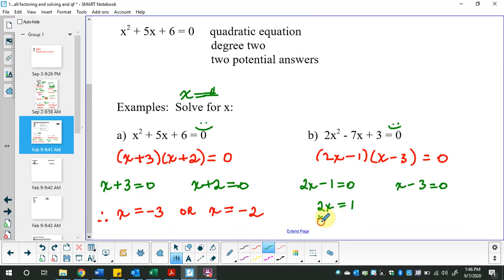And then I can divide both sides by 2, and I end up with a final answer for one of the brackets of positive 1/2. And then this one's pretty easy. If I take the -3 across the equal sign, it's a positive 3. So you can leave out a little bit of writing, and you can leave out this.